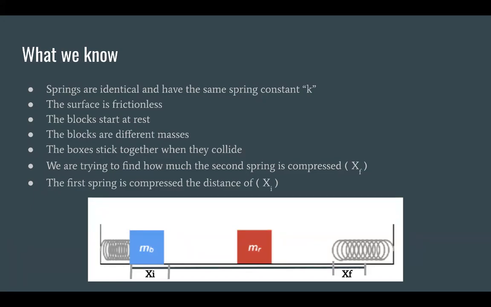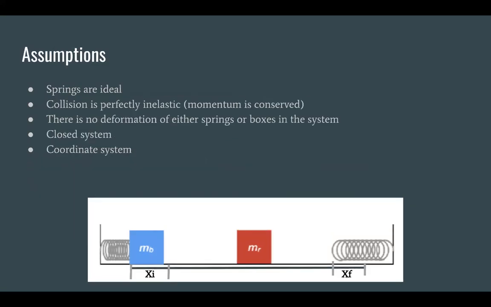Per the problem, the boxes stick together when they collide, pointing towards a perfectly inelastic equation that will conserve momentum, but we'll get more into that in our assumptions. And we're trying to find how much the second spring is compressed, by a measure of xf or x final, for how much that spring is going to be compressed. And the final bit of information we know is that the first spring is compressed by a distance of xi or x initial.